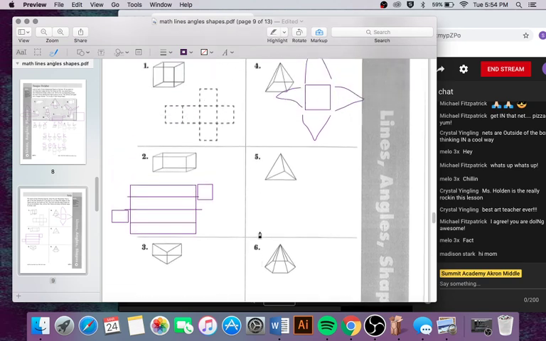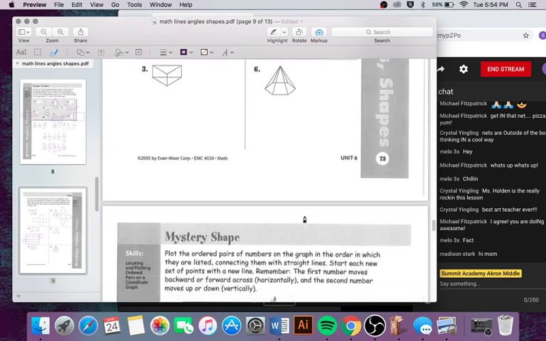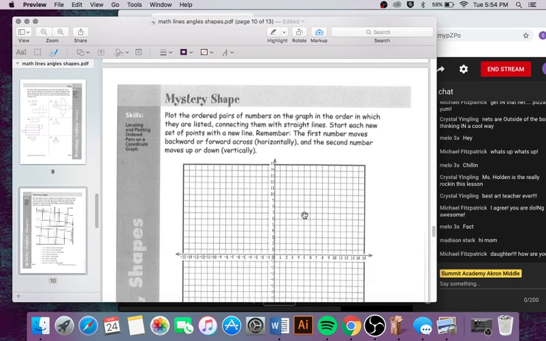Alright, you guys can draw your own nets for the next 3. And then next Monday, when we do this again, we will figure out what a mystery shape is.